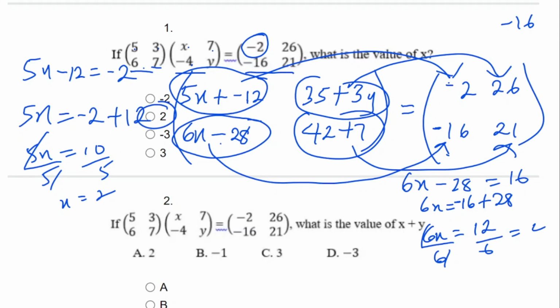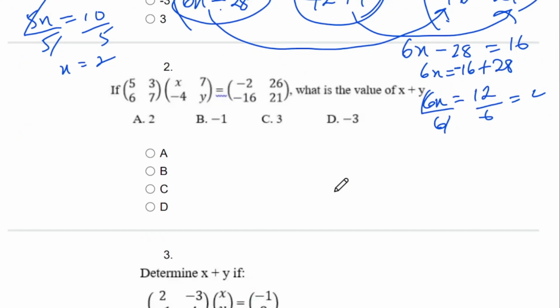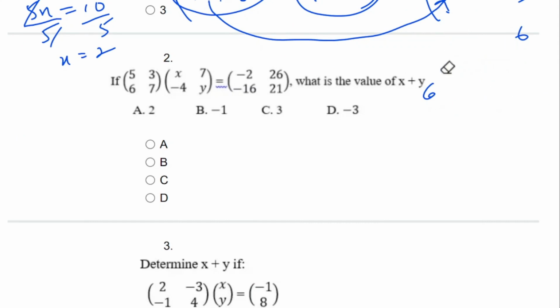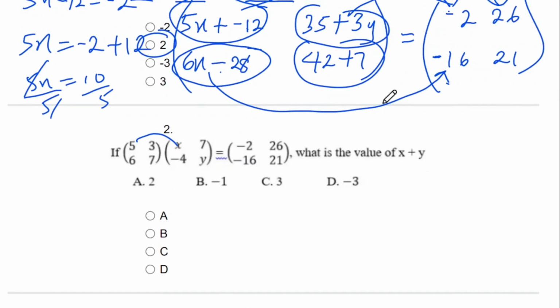So move to question 2 now. For question 2, almost the same thing, we're going to do it the same way. But the question asks us to find the value of x plus y, which means we need to get the value of x and get the value of y. So I'm not going to go deep in this case. We have found the value of x to be 2. Then it remains the value of y.